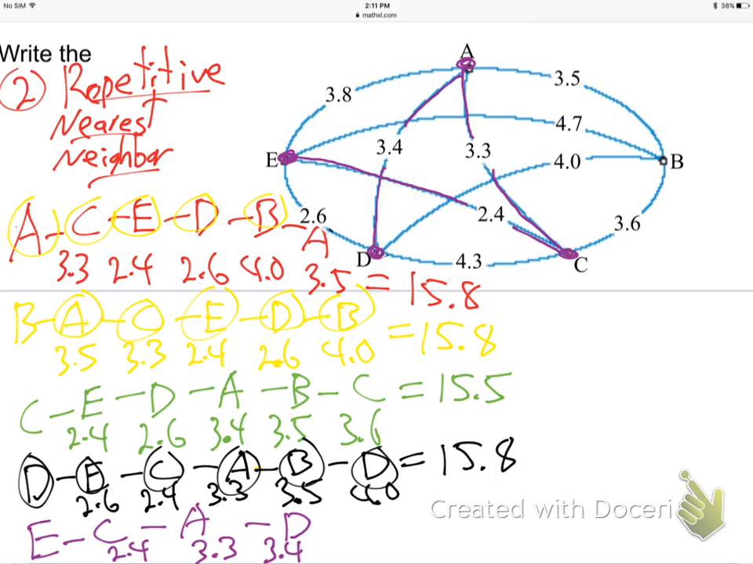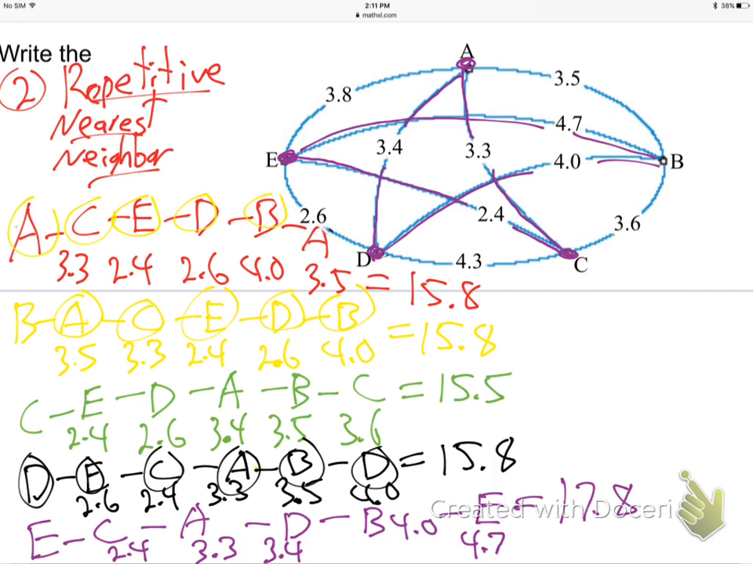And finally, once you're at D, you only have 1 city left. You got to go to that city, B. So from D to B is 4. And then you got to go home. Home in this case is E for the big 4.7 road. That's not good. So this one looks high to me. I don't know, 5.7, 8.7, 9.1, 13.1, 17.8, unless I added that wrong.